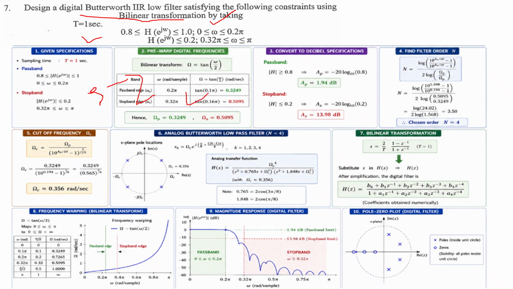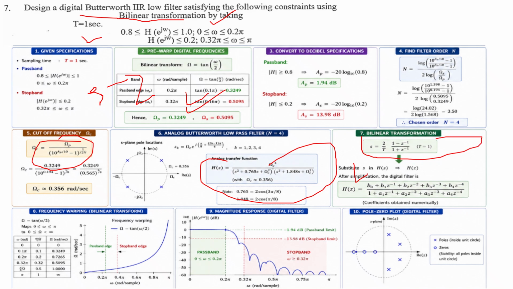The pass band and stop band you can find using this equation here, and you can find out the cutoff frequency. Further you can get H of s, the transfer function, and you can also convert it into the Z domain. How will you do that? This is the major equation, the main equation that you have to remember. This is how it is used to perform the bilinear transformation.